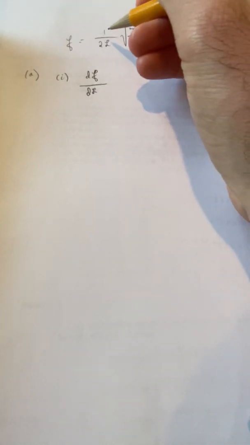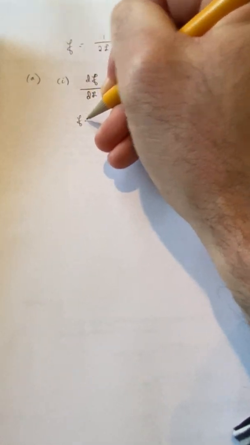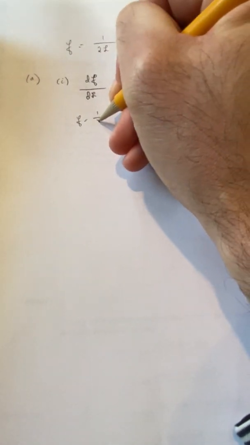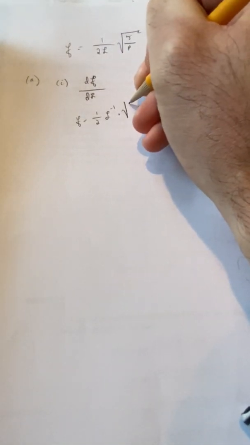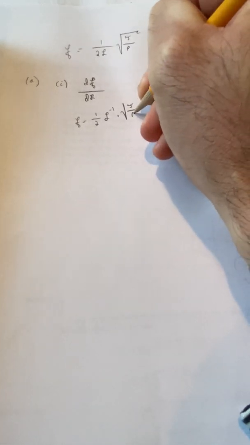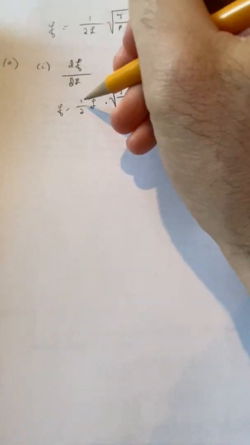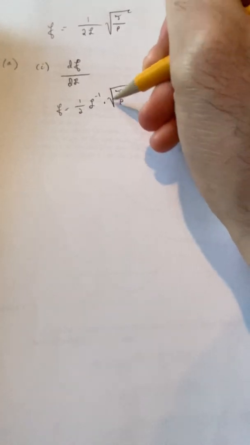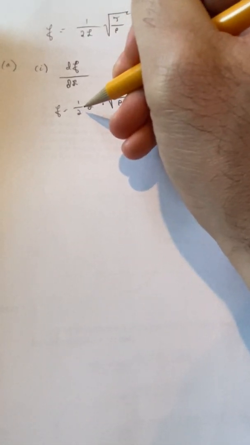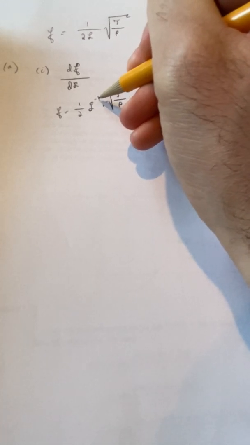So in order to do that, it might be helpful to rewrite this a little bit, okay? So we can rewrite frequency as 1/2 L to the negative 1 power times square root of T over rho. And notice we're taking the derivative with respect to L. So in this case, we can treat this whole square root as a constant. We can treat the 1/2 as a constant, and we can just look at this L to the negative 1 power and treat it using the power rule.